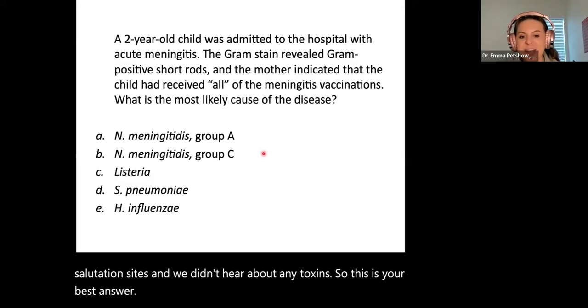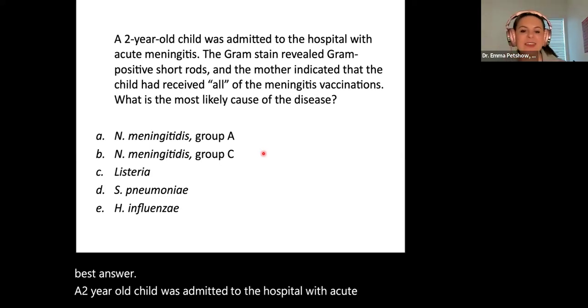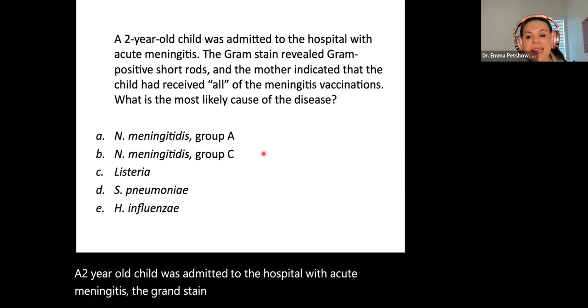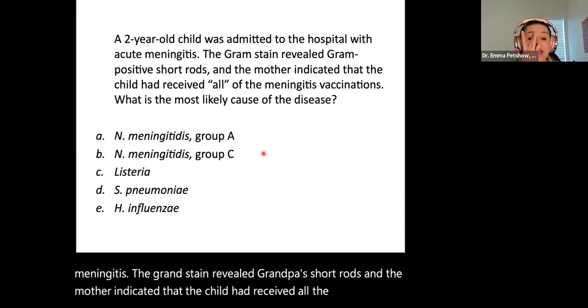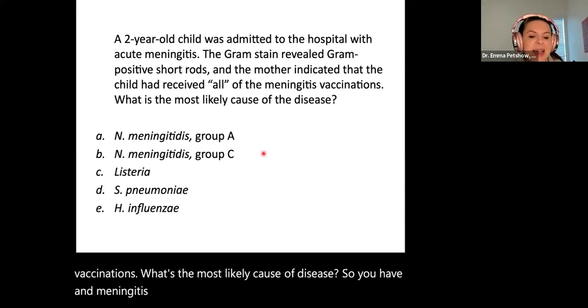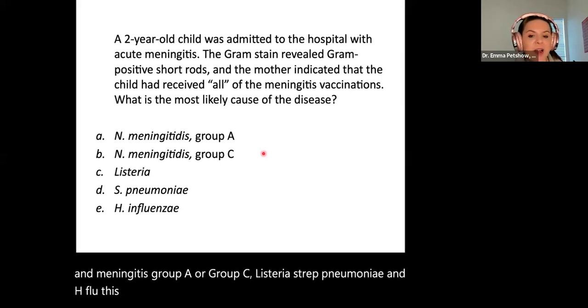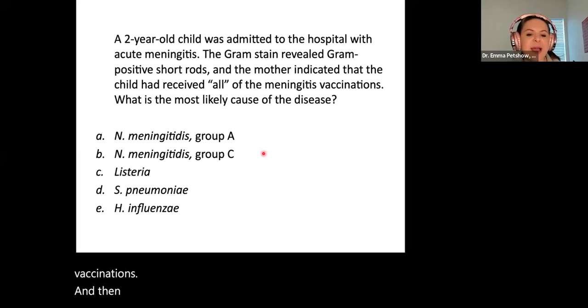A 2-year-old child was admitted to the hospital with acute meningitis. The Gram stain revealed gram-positive short rods, and the mother indicated that the child had received all the meningitis vaccinations. What's the most likely cause of disease? So you have N. meningitidis group A or group C, Listeria, Strep pneumoniae, and H. flu. So this would be knowing what are common vaccinations, and then also understanding, okay, it's gram-positive short rods. It's an acute meningitis.